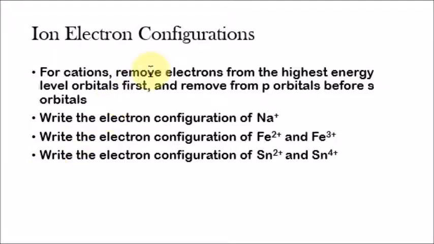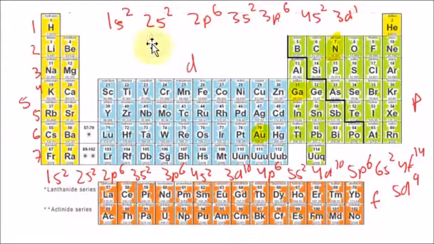Now, when you talk about cations, which are positively charged ions, we remove electrons from the highest energy level orbitals first, and then remove from p orbitals before s orbitals. So, what I mean by that is, let's do these problems. I think this will make sense. Write the electron configuration for sodium. I think the easiest way to do this is simply just write the electron configuration for the neutral atom first. So for sodium, that's 1s2, 2s2, 2p6, 3s1.